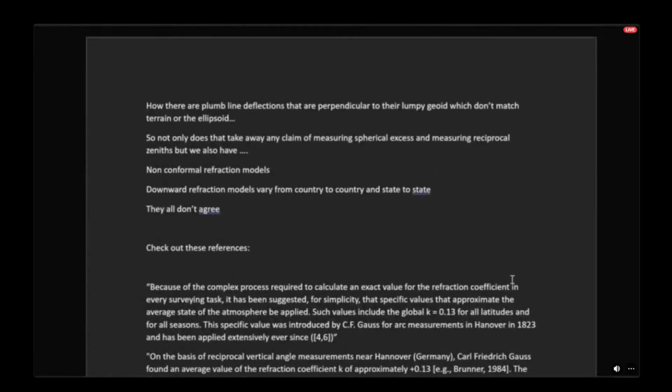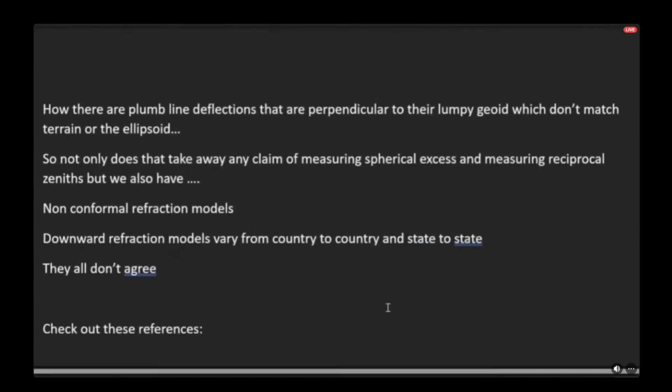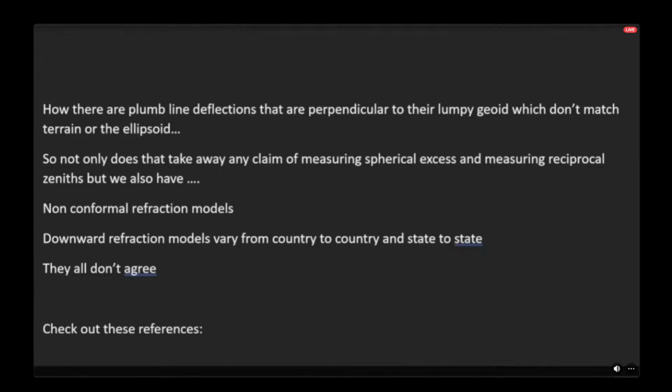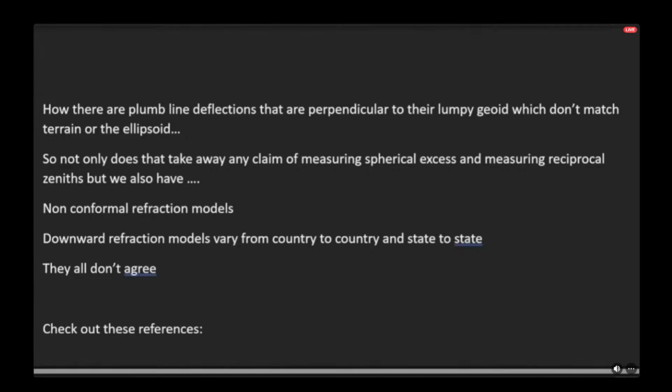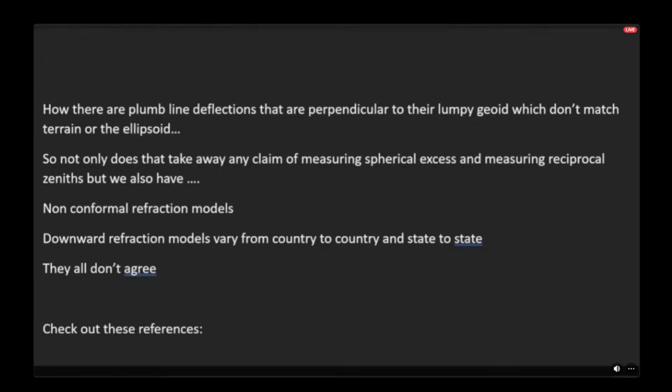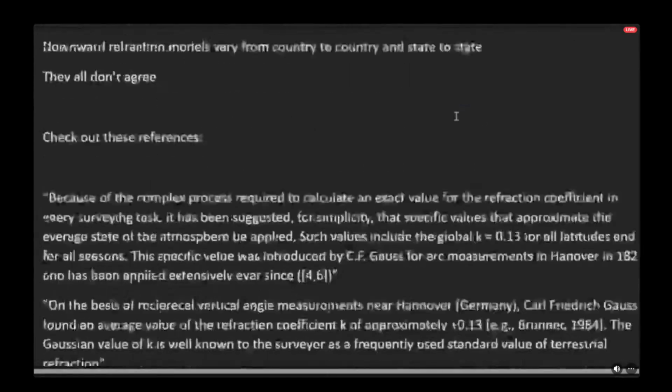But if we want to take a general stance and poke at the problems that they're introducing by taking a method like this, we can take a look right here. There are plumb line deflections that are perpendicular to the lumpy geoid terrain, which don't match the topography. That's the general principle when you look for a deflection of the vertical: they don't line up. So that takes away from their claim of measuring spherical excess and reciprocal zenith angles using this, but they also have non-conforming refraction models, downward refraction models that vary, and refraction coefficients that change with the time, the season, and the state. So we can look into that for a second.